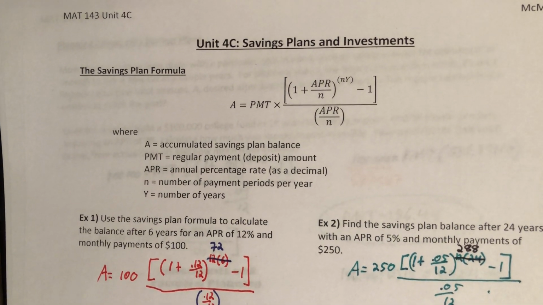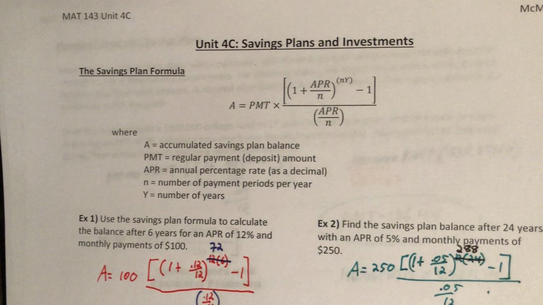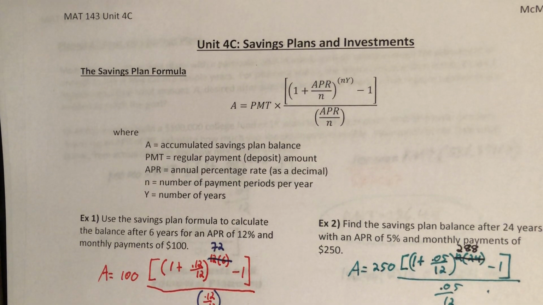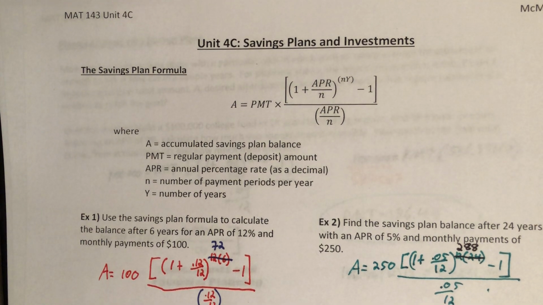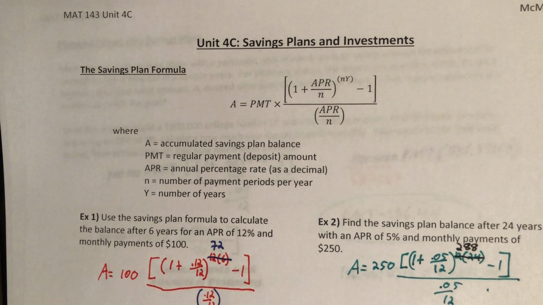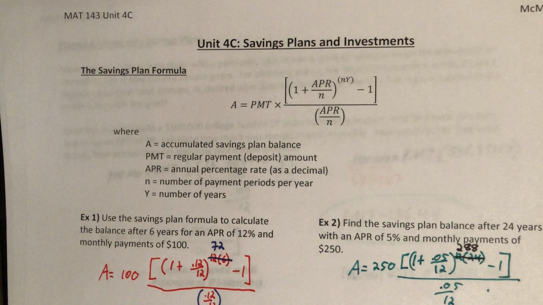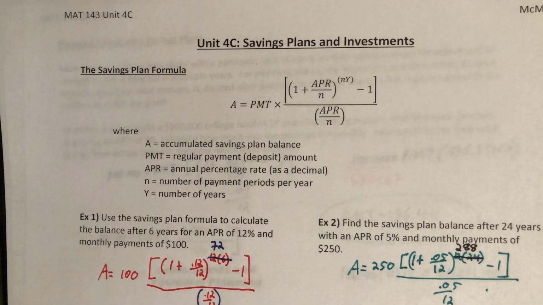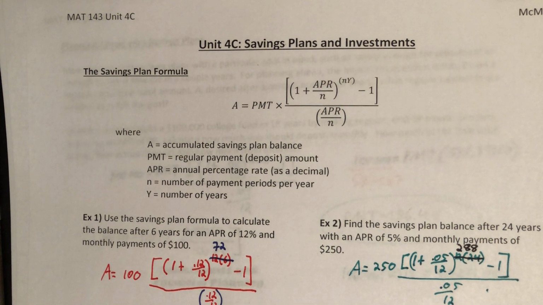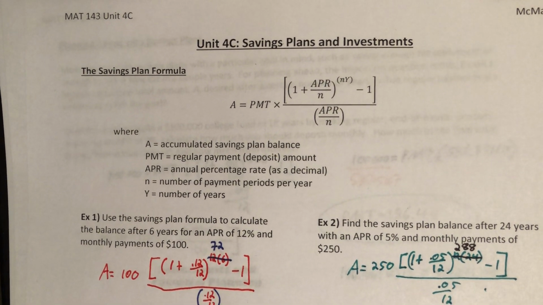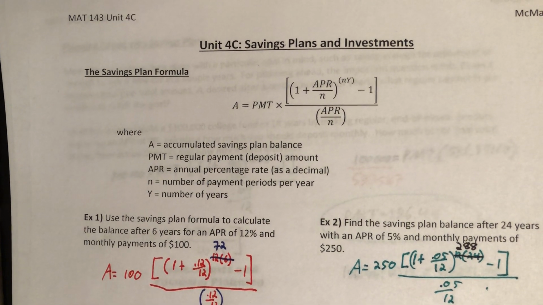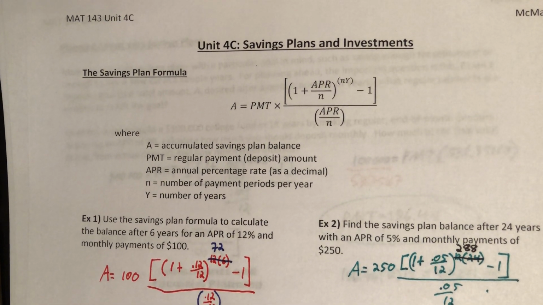Alright, so this time we are covering Unit 4C, Savings Plan and Investment. If you remember last time, the final question was if you wanted to have a $100,000 college fund for your child after 18 years, how much would you need to deposit now? It came in at around $11,000.